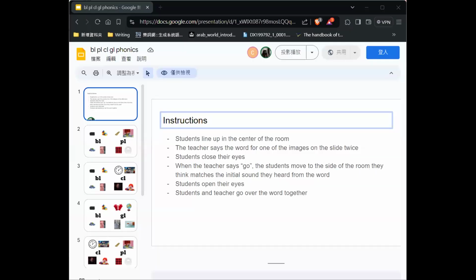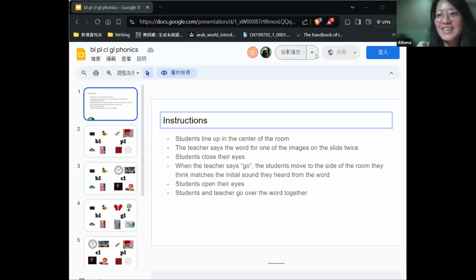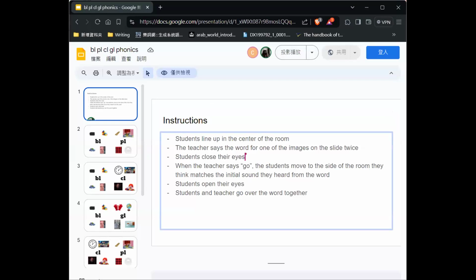Hi, this is Jennifer. This is a combination of an activity that Caroline and I combined together with my minimal pairs phonics presentation and then Caroline's activity. Caroline and I both do a lot of phonics work with elementary school kids. So these minimal pair presentations are very versatile and can be used for multiple different sorts of activities.